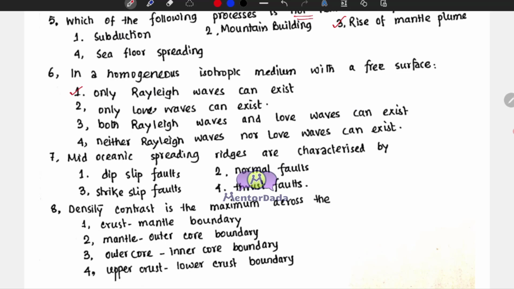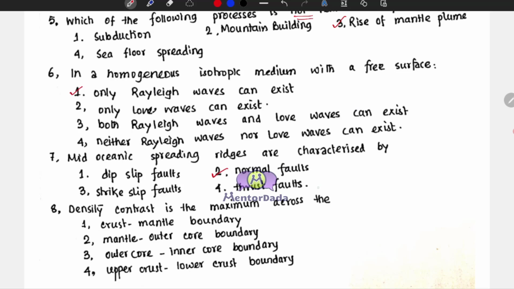Question number 7. Mid-oceanic spreading ridges are characterized by dip slip faults, normal faults, strike slip faults, thrust faults. We all know that mid-ocean spreading ridges are extensional plate boundaries. So if you consider an extensional regime, you will find a normal fault system where horst and graben structures are very common. So your answer will be option number 2.